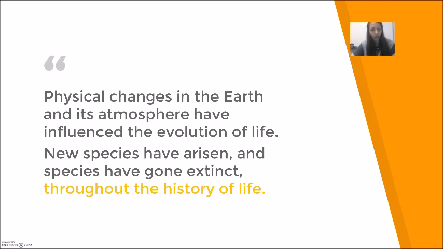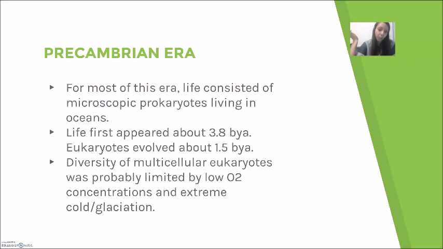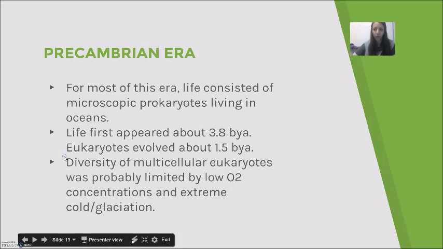Okay. So physical changes in the Earth and its atmosphere have influenced the evolution of life. New species have arisen and species have gone extinct throughout the history of life on Earth. So in the Precambrian era, when we first get life on Earth, for most of the era, life is going to consist of microscopic prokaryotes living in oceans, so aquatic, tiny life. But life first appeared about 3.8 billion years ago, and then eukaryotic cells evolved 1.5 billion years ago. And the diversity of multicellular eukaryotic cells was probably limited by low oxygen concentrations and extreme cold or glaciation, which doesn't give us a lot of room for living organisms.